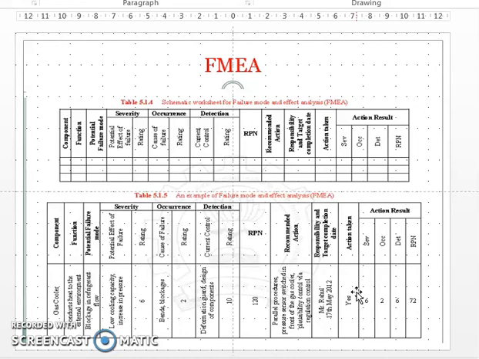Okay, from the exam point of view, there will be only one short note: write a short note on failure mode effect analysis. At that time you have to write all the 10 steps, and with this sheet you have to explain how you are using it. And from the MCQ point of view, there may be one question they ask, what is the RPN number: severity into occurrence into detection. Okay, these things may be asked in the university exam.